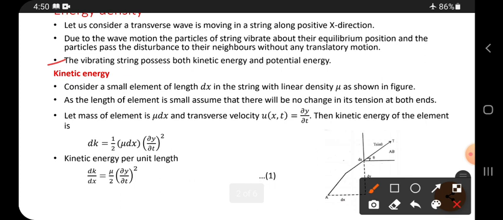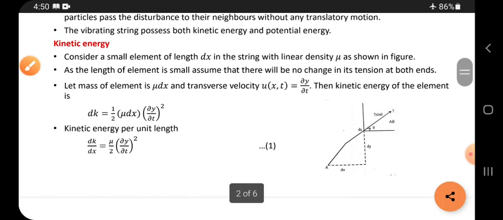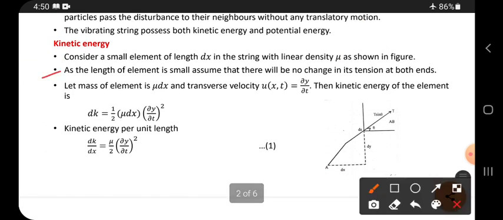The vibrating string possesses both kinetic energy and potential energy. Now the kinetic energy. Consider a small element of length dx in the string with a linear density mu, as shown in the figure. As the length of the element is small, assume that there will be no change in its tension at both ends. So when it is small, tension is almost constant.